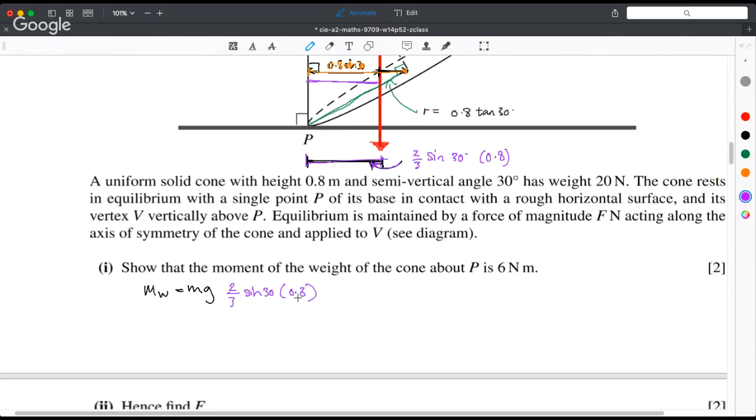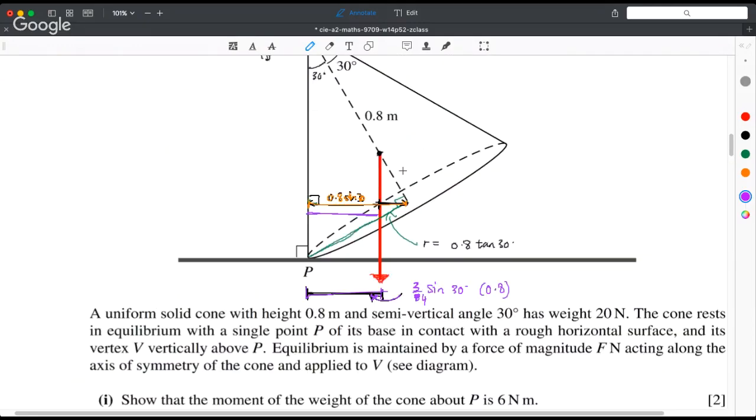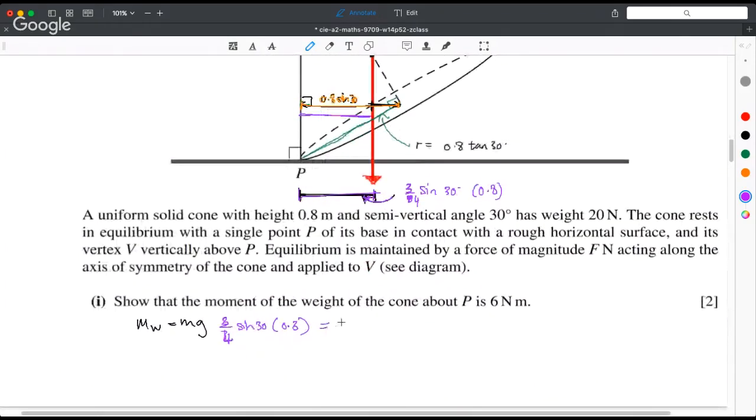And if we put that in the calculator, let's see if I got that right. It's got a weight of 20 newtons. That's mg times sine of 30 in degrees times 0.8 times 2/3. No, that's not right. It should be 3/4. Sorry, I miswrote that. Bit of confusion. This is actually 3/4, and this is 3/4 here. So a quarter. This is a quarter of the distance to that. And if you plug this into your calculator, you will get 6 Newton meters.